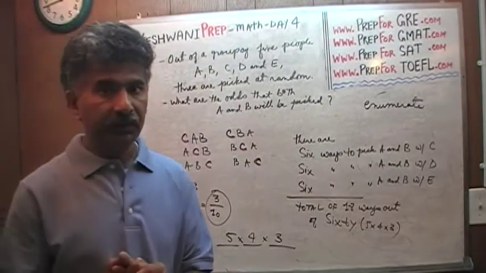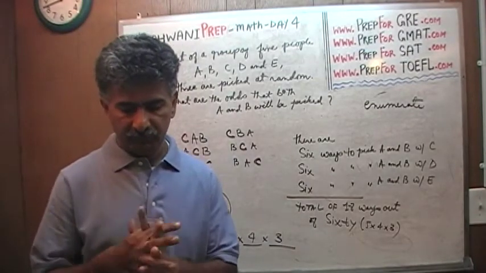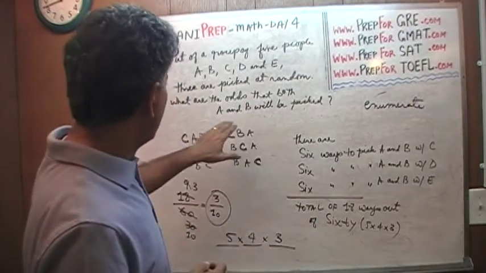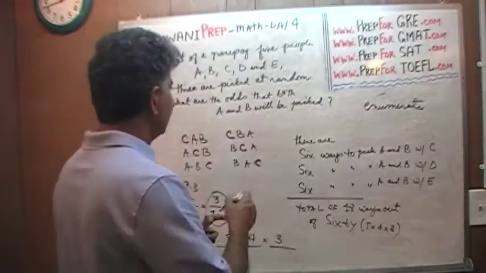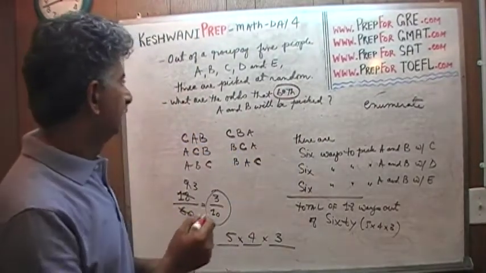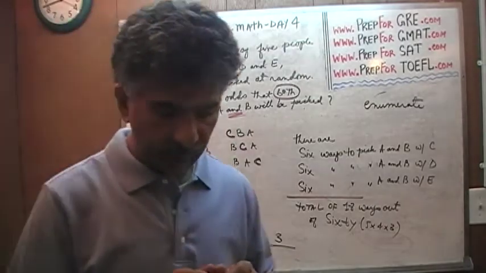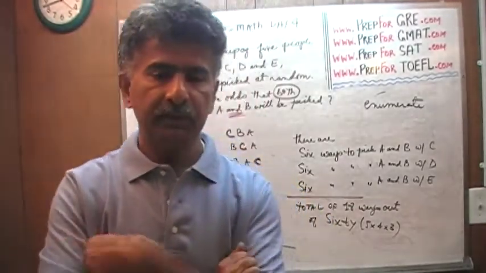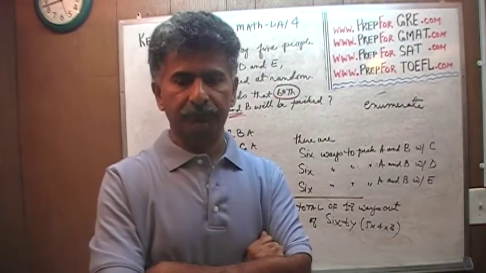Not A or B, both A and B. That was the question. What are the odds that both A and B will be picked, right here in capital letters. If the question was what are the odds that either A or B is picked, that's an entirely different problem with a different answer or different solution.